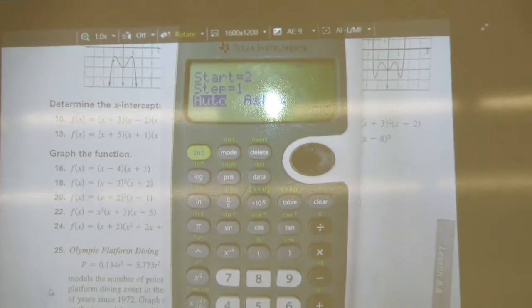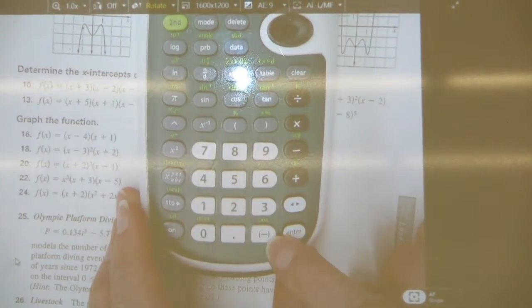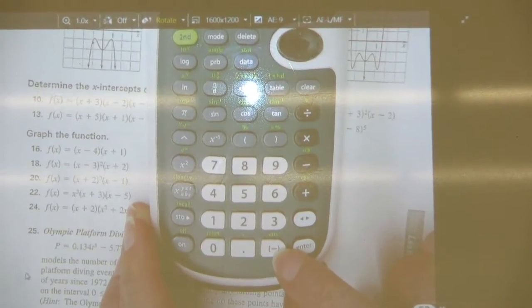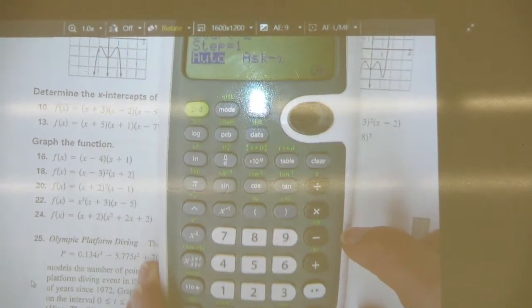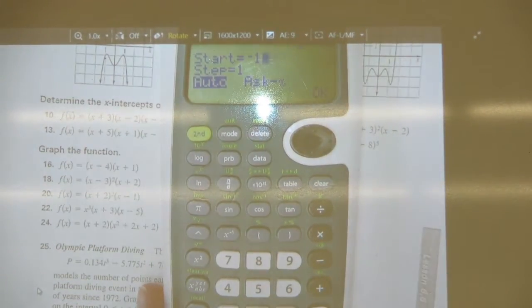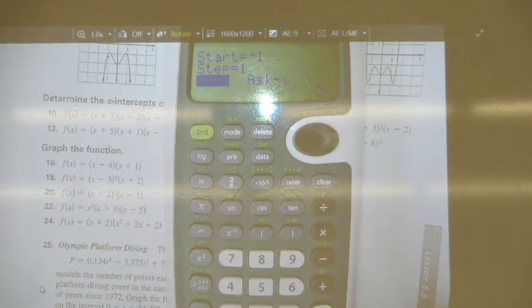Negative 1. Make sure you use the negative, let me scroll this up a second. Make sure you use this white negative key down by enter, and not the minus sign, okay? So you're going to hit negative 1. Your step can be 1, that's fine. So you're just going to hit enter until you get to the table.